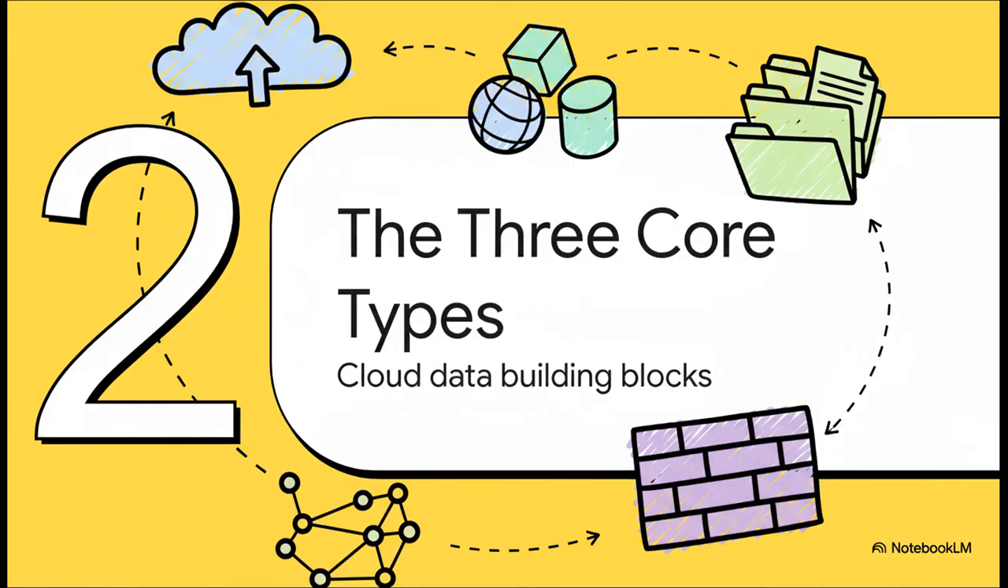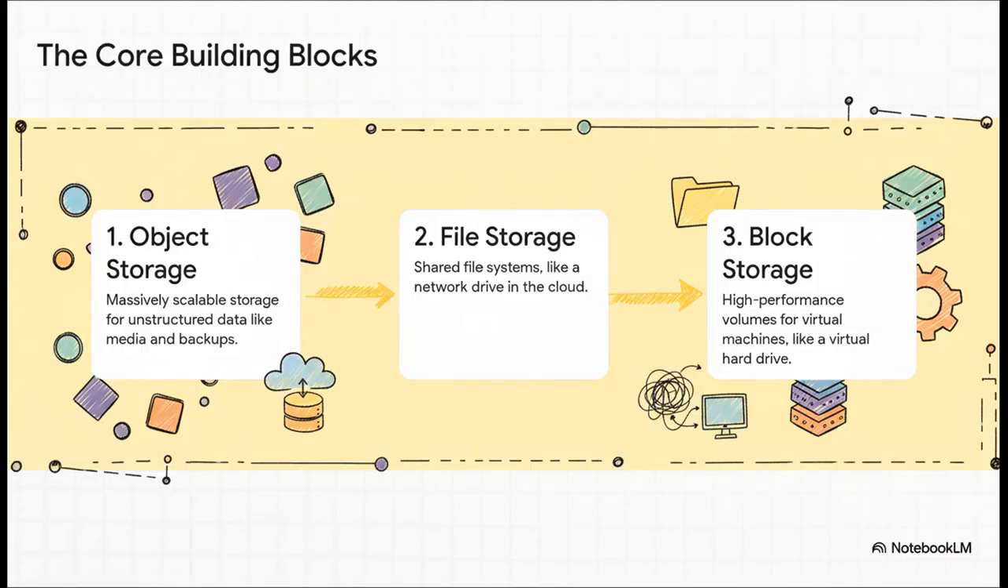All right, so now we know what cloud storage is and why it's just so powerful. Let's look at how it's actually built. Because here's the thing, not all data is created equal. So cloud storage isn't a one-size-fits-all solution. Nope. It's built on 3 fundamental types, and each one is like a specialized tool for a very different job. And here they are, the 3 fundamental building blocks: object, file, and block storage. Getting these 3 is the key to unlocking the real power of the cloud.